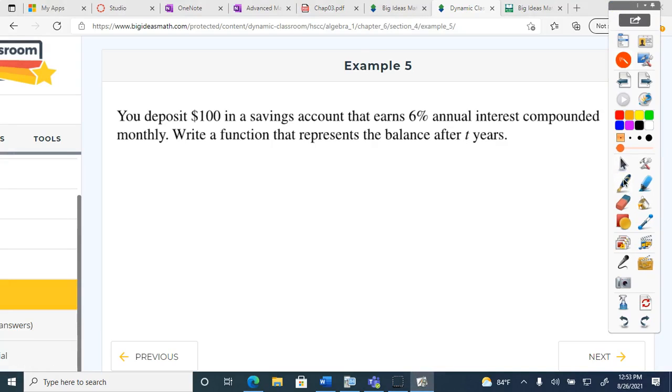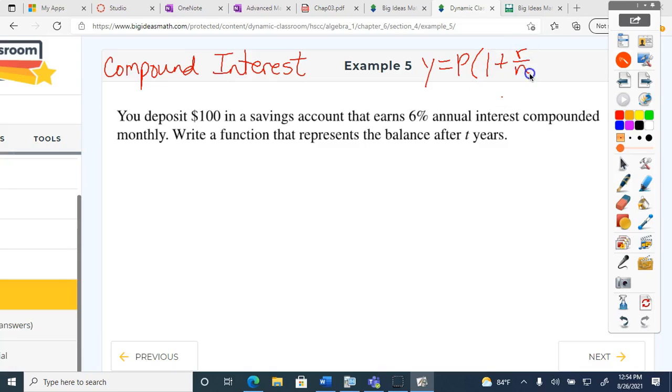On page 317, there is a compound interest formula. Okay? Compound interest. This is the compound interest formula. Again, it's on 317. Y equals P times 1 plus R over N to the NT power. We got more variables. Okay? Now, when you compound something, what's that mean?